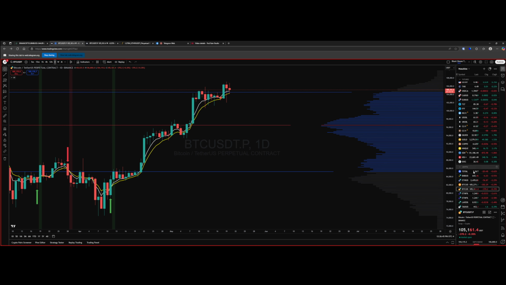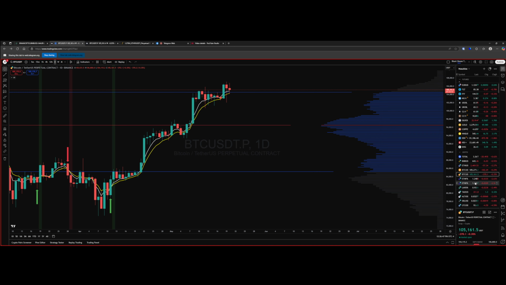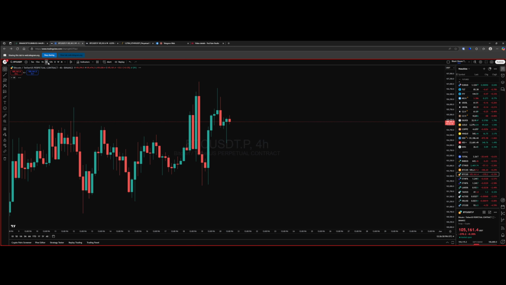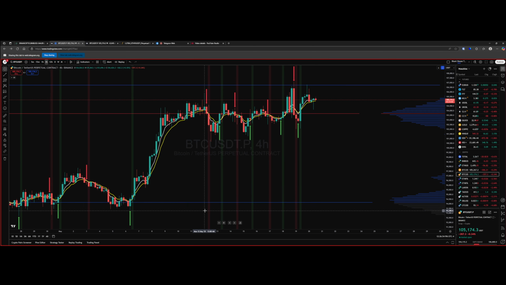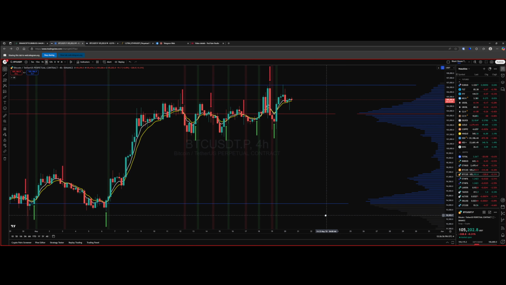Does it only work on Bitcoin? No, it works on anything. And it doesn't matter the time frame. All that happens is the shorter time frames, just like you would anticipate, get noisier.